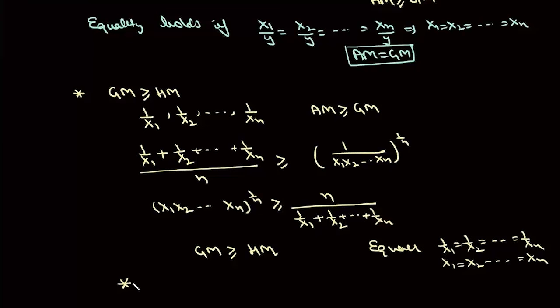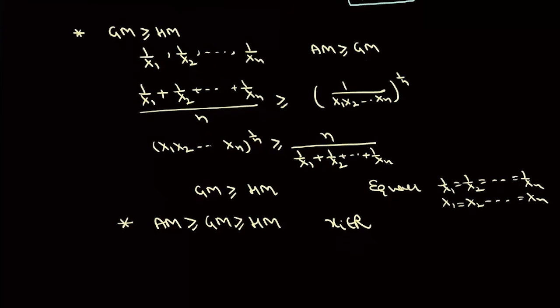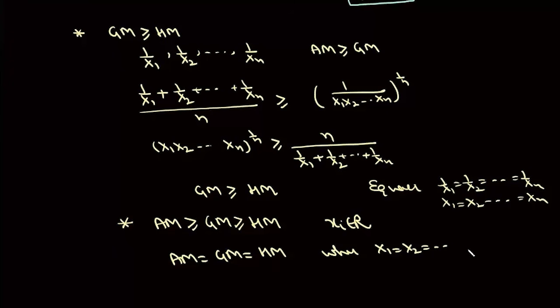So from here we have proved that arithmetic mean is always greater than or equal to geometric mean and will always be greater than or equal to harmonic mean for any positive real numbers, and we'll get equality when all the numbers are equal, x1 equals x2 equals xn. So this is how you prove AM, GM and HM inequality.